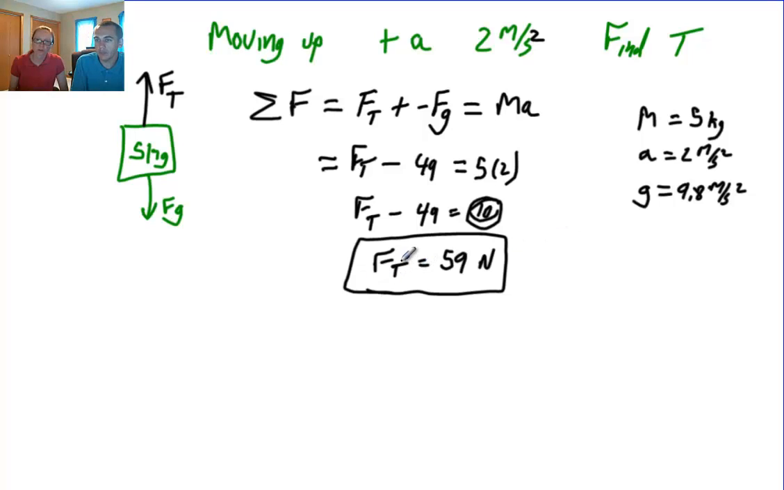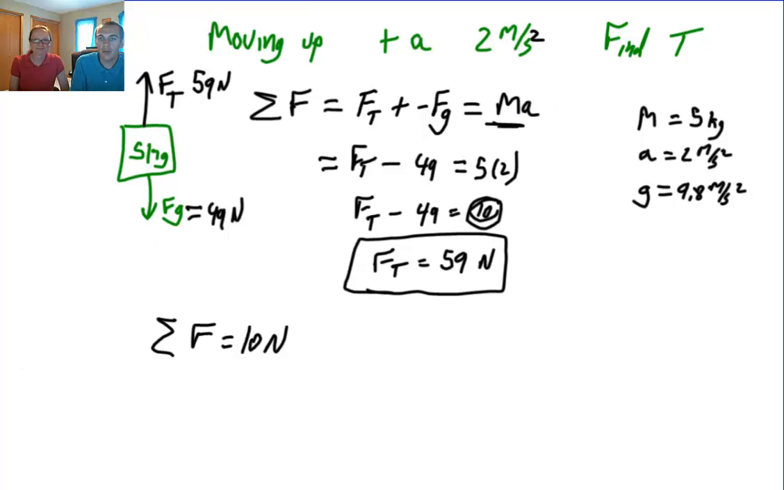So you could even put your numbers on your picture. Up there you could put your 49. This is my 49 newtons. And you can put your 59 on top. This is my 59. And just doing what we've done before, if you look at that, you're like, oh, net force is 10 newtons, because they're in opposite directions. So it does check with Newton's second law. Cool.